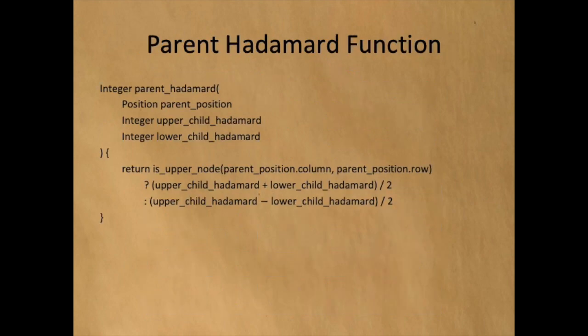This function computes the parent Hadamard value when given the position of the parent node and the upper and lower child Hadamard values. When the parent is an upper node, then we add the 2 child Hadamard values and divide by 2. When the parent is a lower node, then we subtract the 2 child Hadamard values and divide by 2. Alas, there are 2 problems with this function.